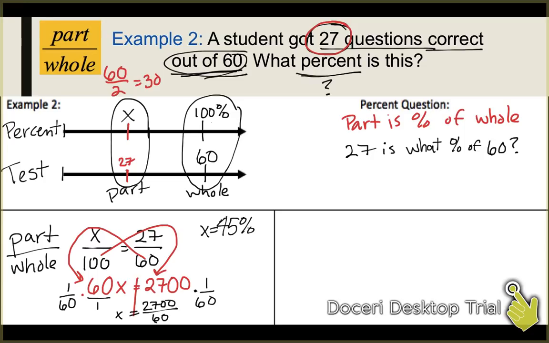Alright, so now if I go over to my equation, I'm going to write my percent question down. I have 27 is what percent? So instead of writing what percent, I'm actually going to write x. 27 is x of 60. And now if I were to write my percent equation, I'm just going to write down what I know.